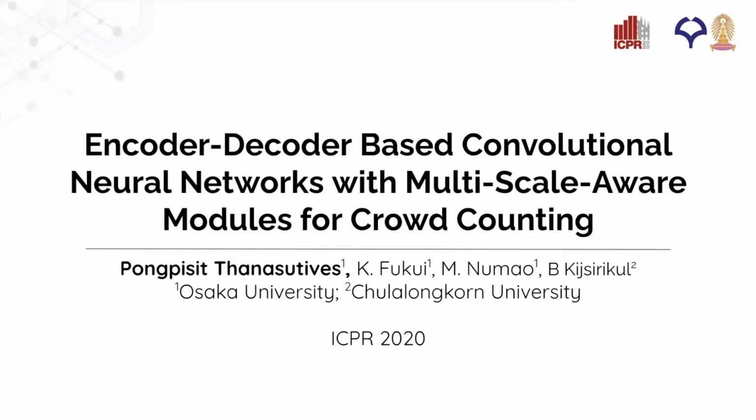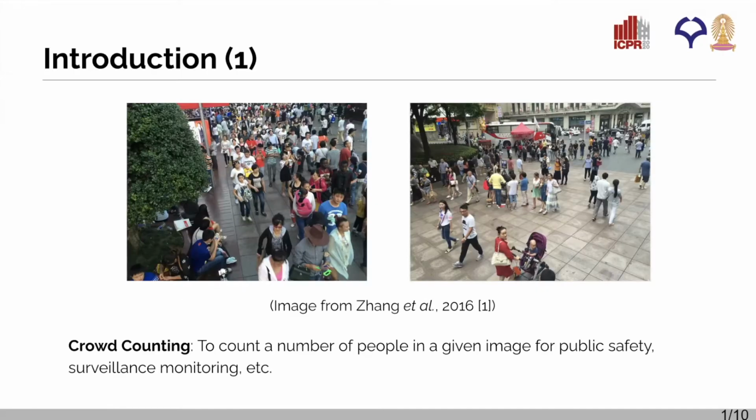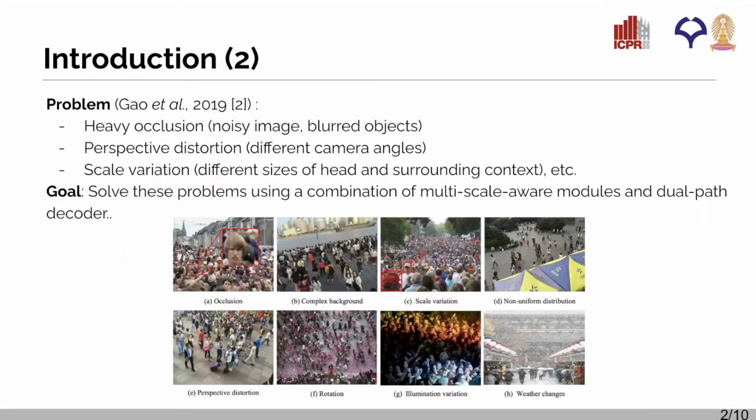Hello everyone, this is the presentation of research titled Encoder-Decoder based convolutional neural networks with multi-scale aware models for tackling crowd counting. I am Pongpisit Tanasutuet from Osaka University. Crowd counting is a task where the goal here is to count a number of people in a given image for public safety, surveillance monitoring, etc.